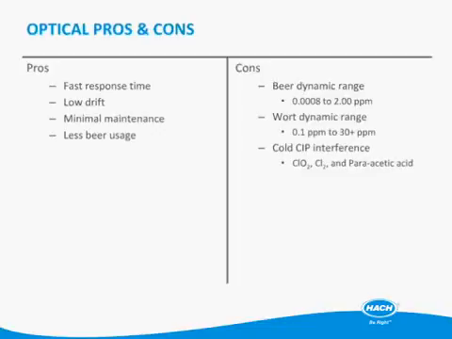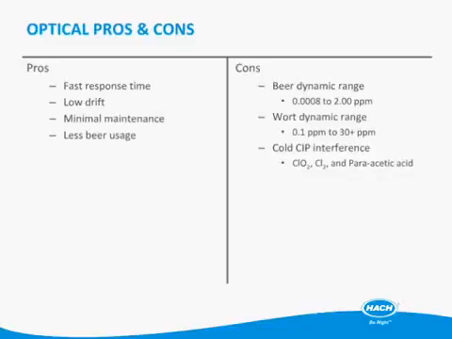The cons are that you have to have probes that are tuned for different dynamic ranges. So a typical low probe is going to be about 1 part per billion up to 2 parts per million, and a wort probe is going to have a dynamic range of, say, 0.1 part per million to maybe 30 or higher parts per million. The only con with them in terms of CIP interference is that chlorinated products, peracetic acid, and a few other things can react and quench the fluorescent material. But if you turn the sensors off and you're careful doing your CIP, there shouldn't be any interference problems overall.